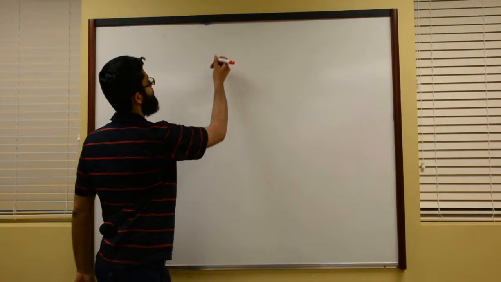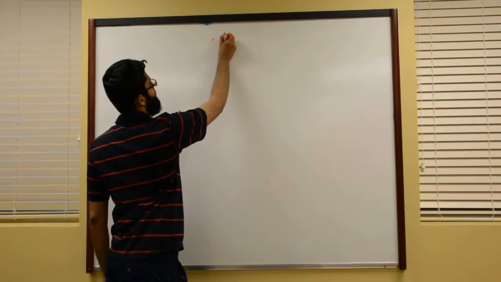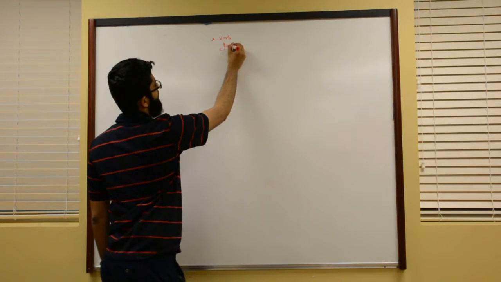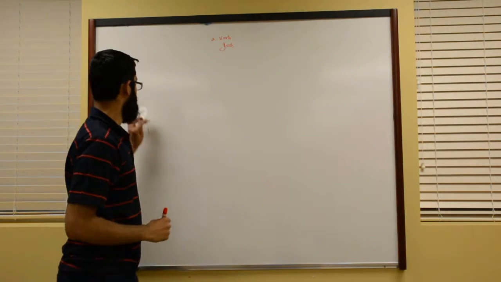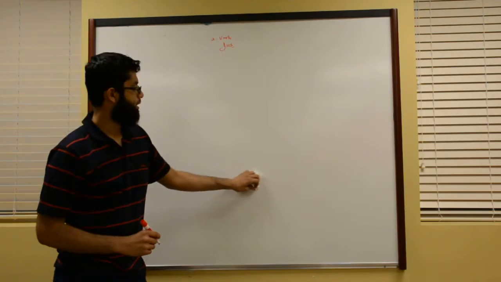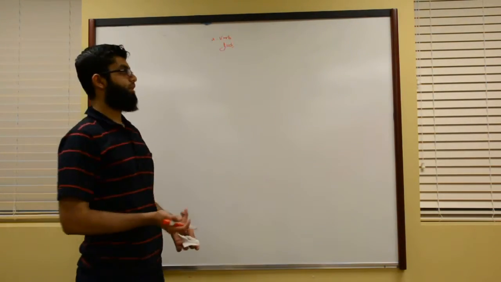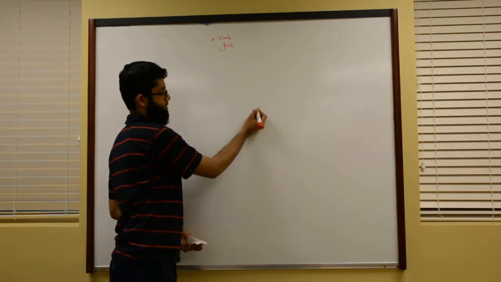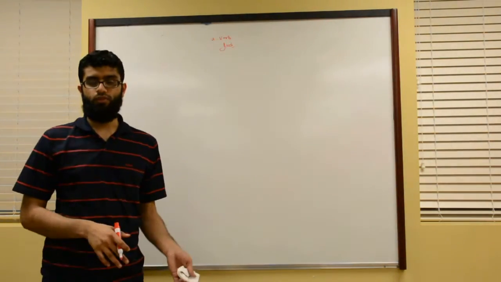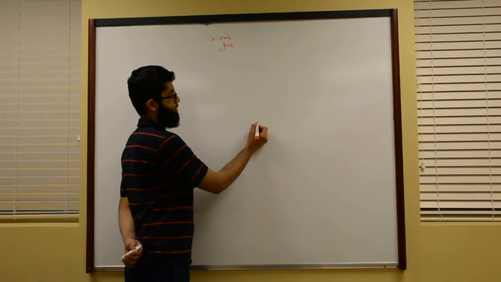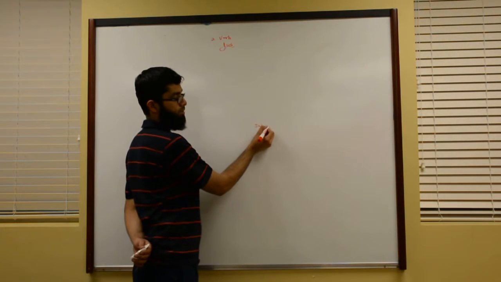Let's review verbs real quick. What is a verb in Arabic called? Fi'lun. We said a verbal sentence begins with a verb. Any sentence that begins with a verb is a verbal sentence. And what does a verbal sentence need? A subject.